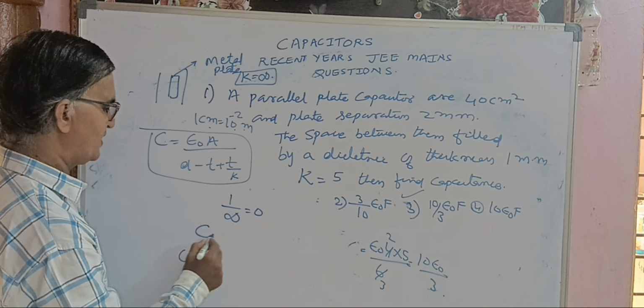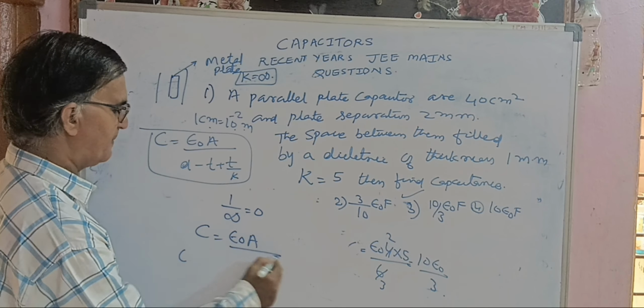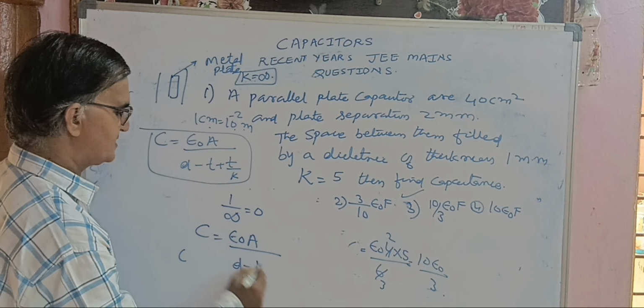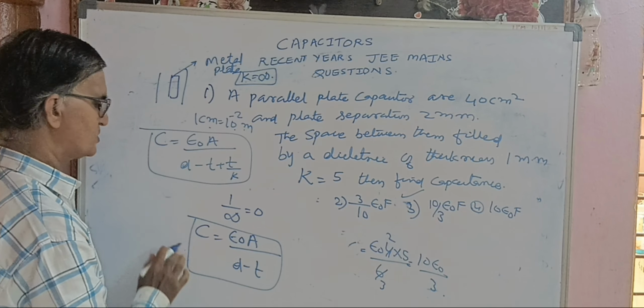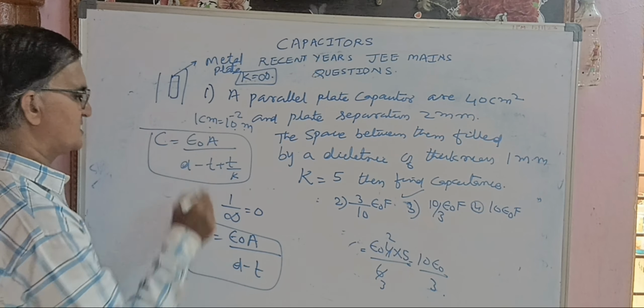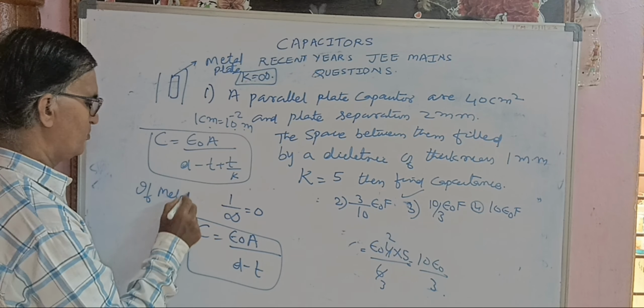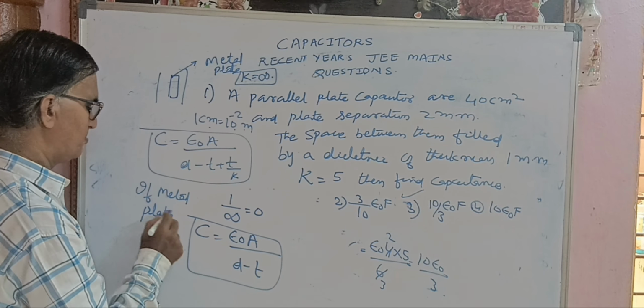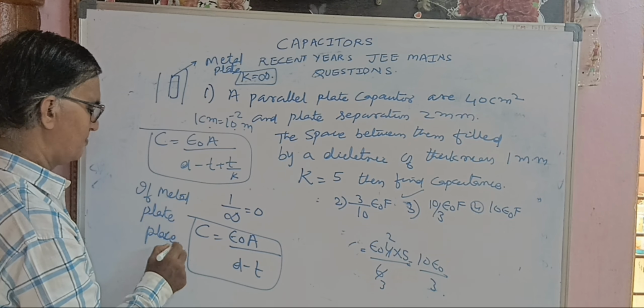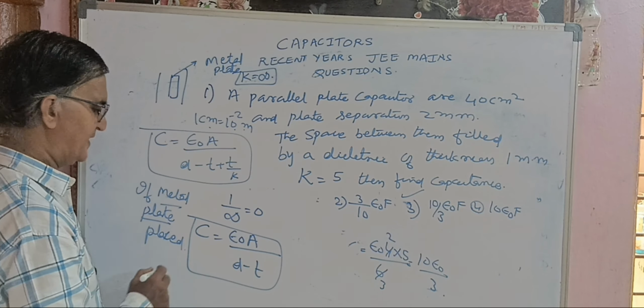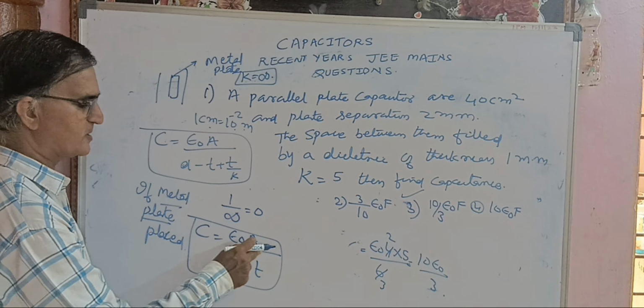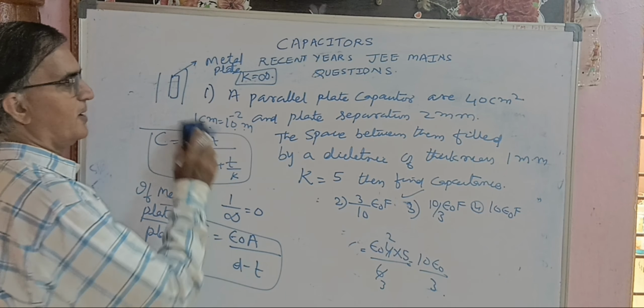So the formula modifies here. Suppose if we keep a metal plate, it will be d minus t. This is a formula. So if a metal plate is placed between the plates of the capacitor, then you have got epsilon naught A by d minus t. This is the formula.